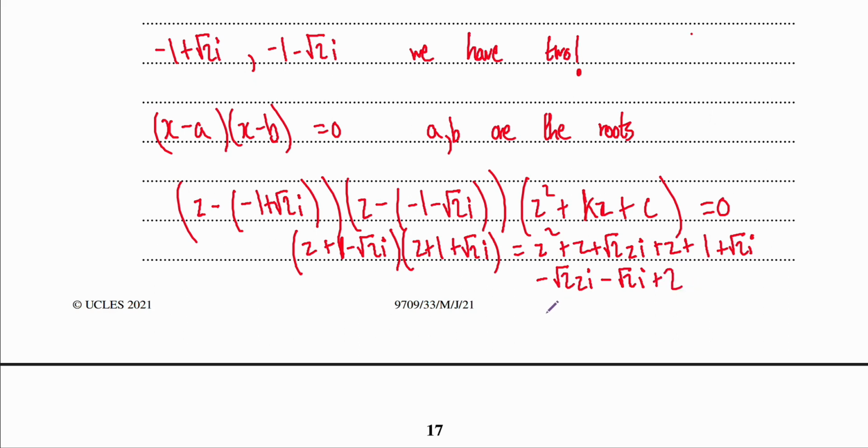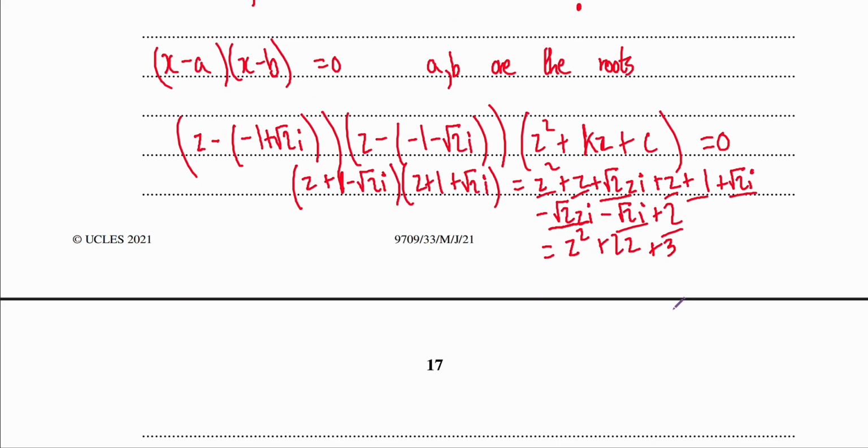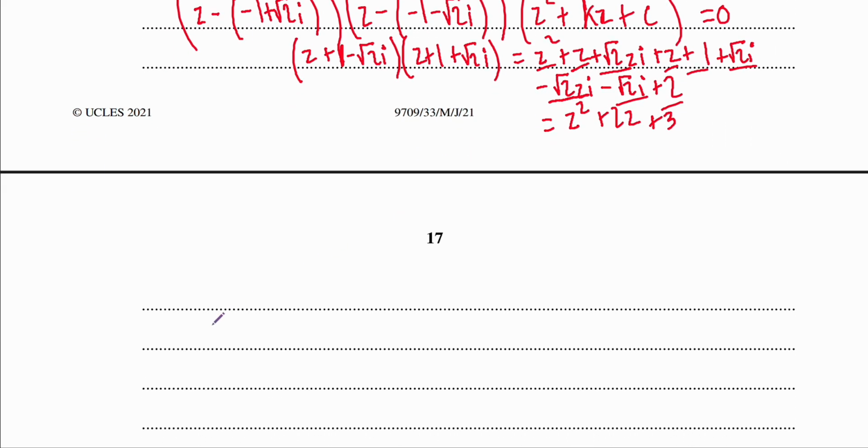Okay, and what's this equal to? Well, this is equal to z squared, and I have a z and a z here, so I have plus 2z, and now look, this one and this one will cancel out, so we're not going to be left with anything over there. Now I have plus root 2i minus root 2i, so that's also going to cancel out, and now I'm going to have a plus 1 and a plus 2, so that's plus 3. So now look, I've gotten back to the quadratic equation that we started with. So I have z squared plus 2z plus 3.